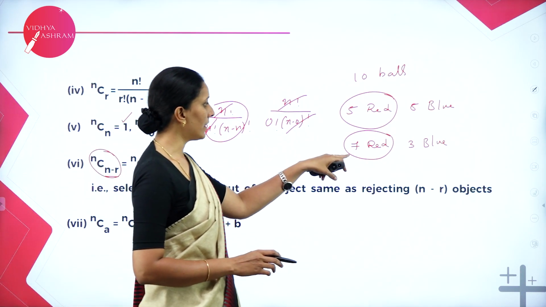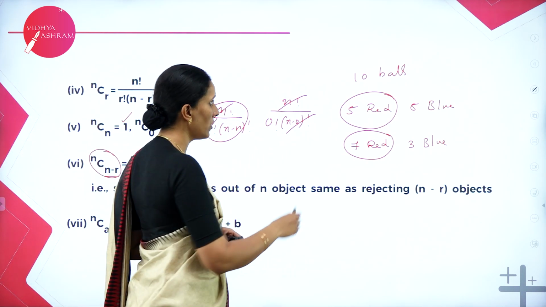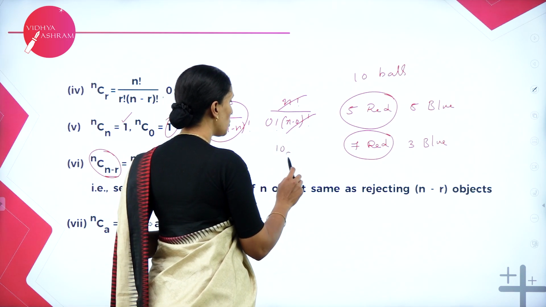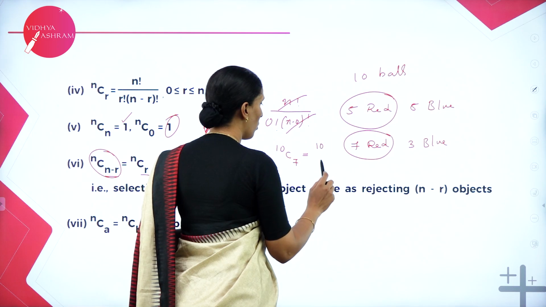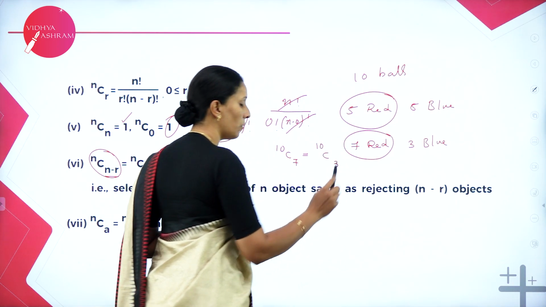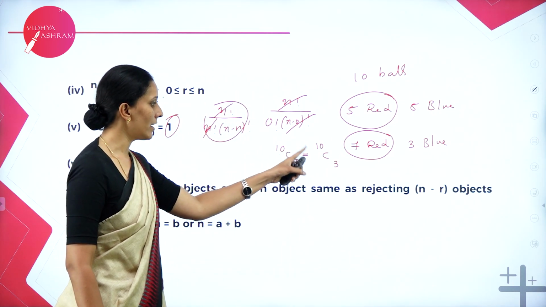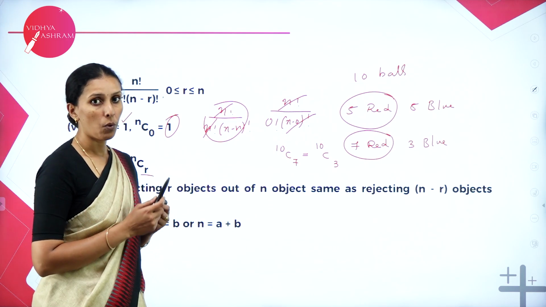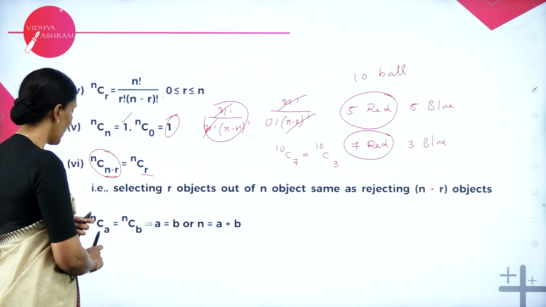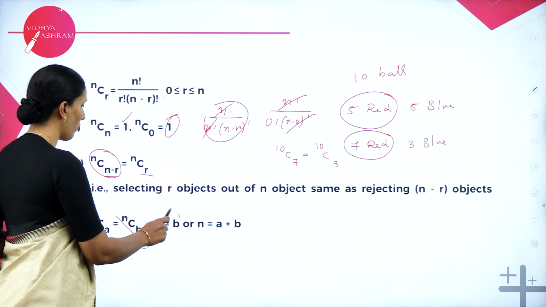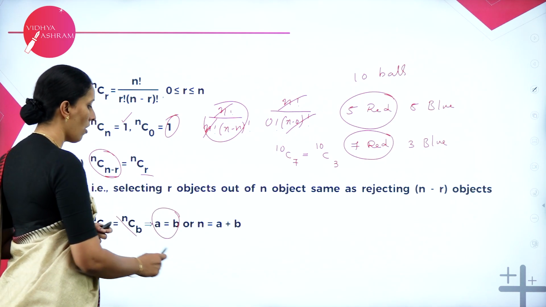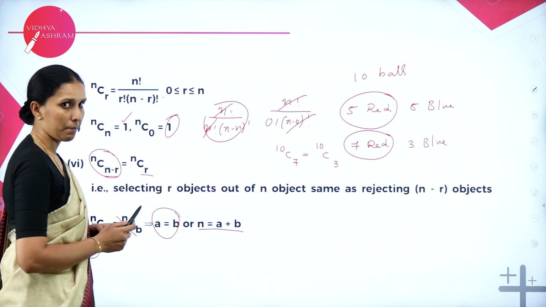Now if I write this in the form of a combination, out of 10 balls, choosing 7 red balls is the same as out of 10 balls, rejecting 3 blue balls. If we evaluate this using the formula, it will be one and the same. Now suppose NCA is equal to NCB, then obviously A should be equal to B or N is equal to A plus B.